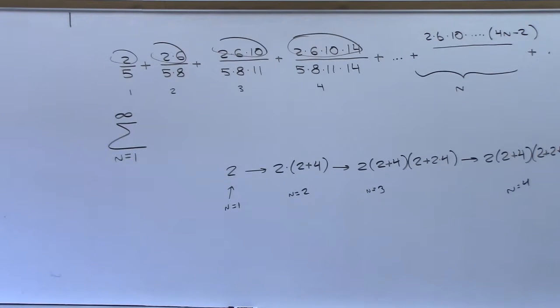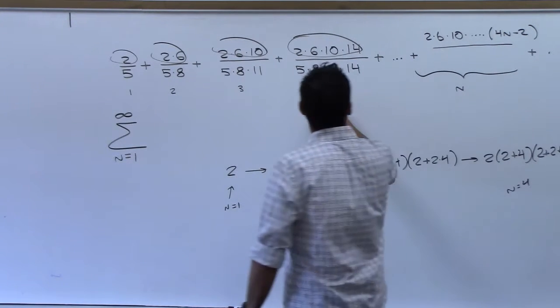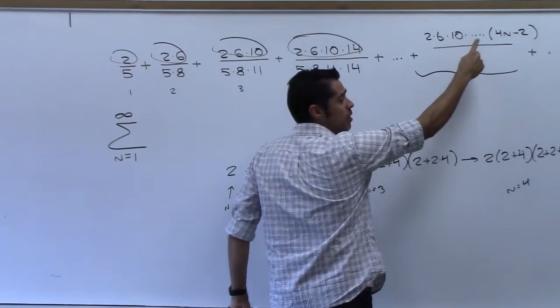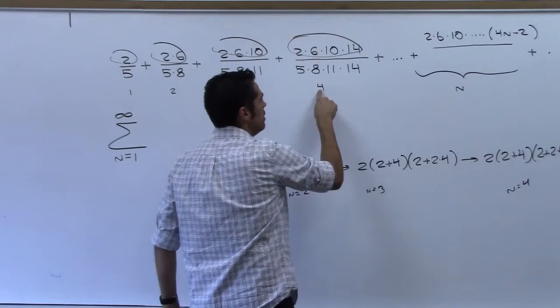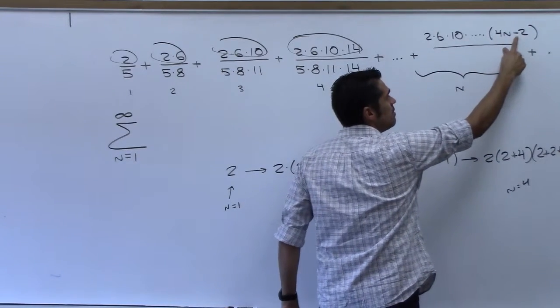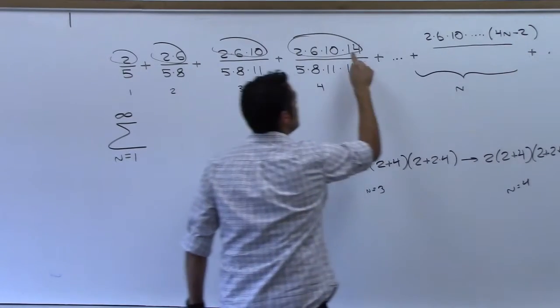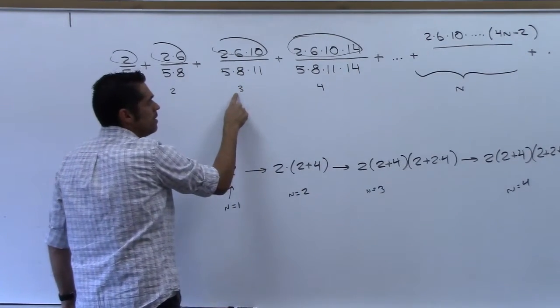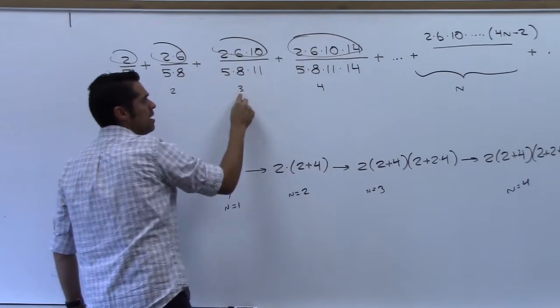Okay, so let's try it. Let's try that formula right here. This means I'm going 2, 6, 10, and I'm adding 4 each time until I get out to what? 4 here, so 4 times 4 is 16. 16 minus 2 is 14. Is that my last one? Yes? What about when n is 3? We go 2, 6, and I stop at what?